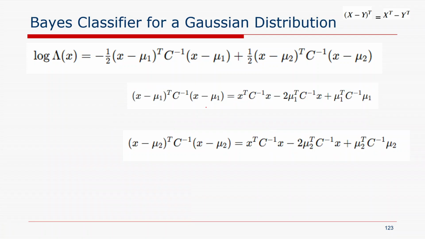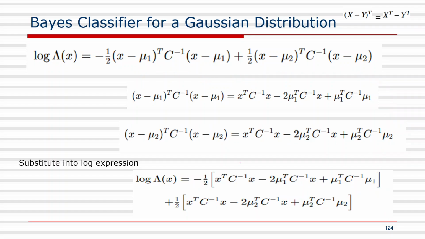Now, taking this equation forward, for this term we have simplified it to this one. Similarly, the second term which we had in log lambda of x, which is with respect to mu2, also gets simplified. That is, this becomes x transpose C inverse x minus 2 mu2 transpose C inverse x plus mu2 transpose C inverse mu2.